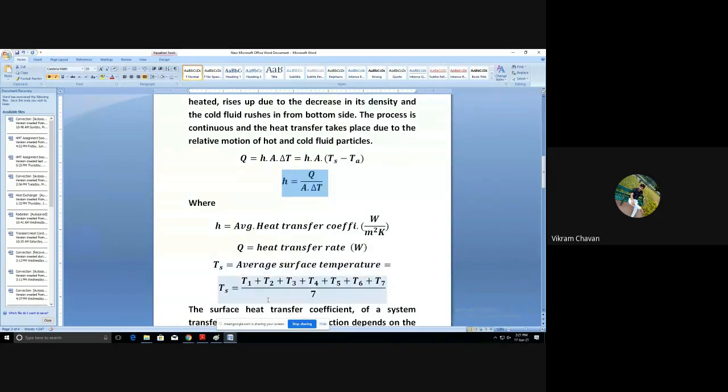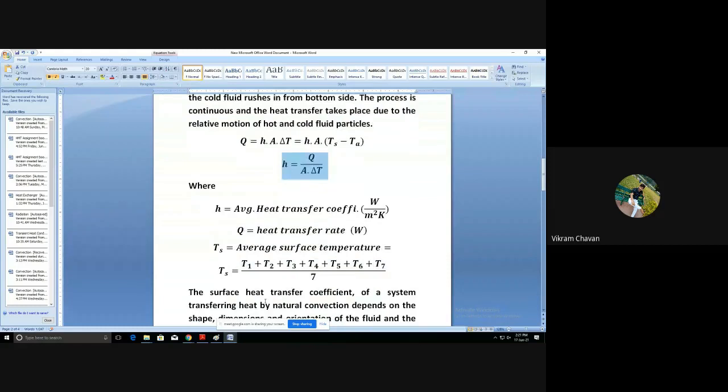And Ta, we know that Ta is the ambient air temperature, which is related to the eighth thermocouple. If you measure the temperature of the eighth thermocouple, then that thermocouple will provide you the ambient air temperature. So Ts is known, Ta is known, then we can calculate the delta T. Surface area is known because the diameter and the length of the tube are given quantities. So we can calculate the area. Then Q we have to calculate.